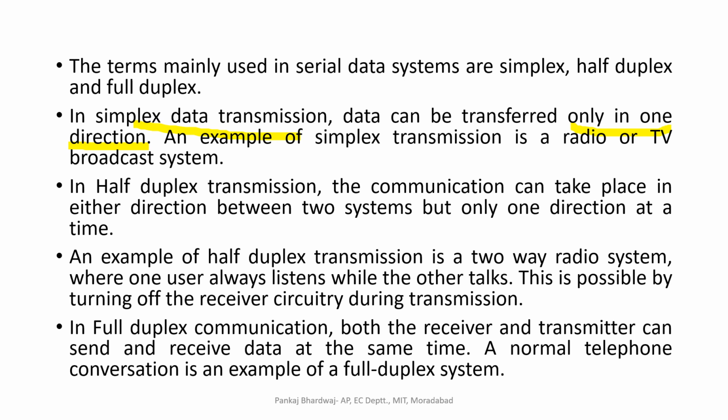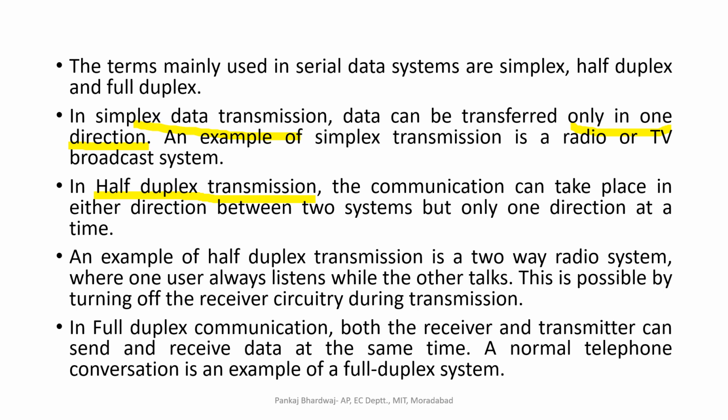The other is half duplex transmission, in which we can communicate both ways, but not at the same time. An example is a two-way radio system, like a walkie-talkie. With this two-way radio system, we both can communicate, but a signal can be transmitted in only one direction. So that is basically a half duplex system.